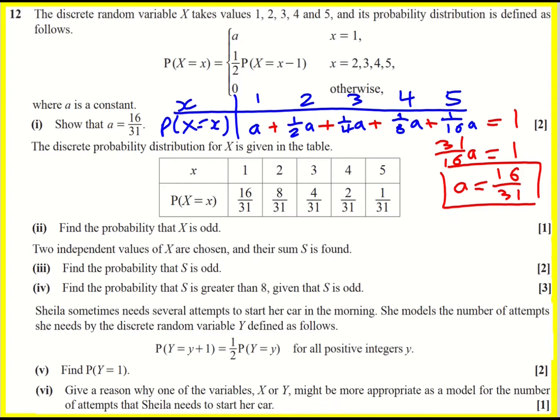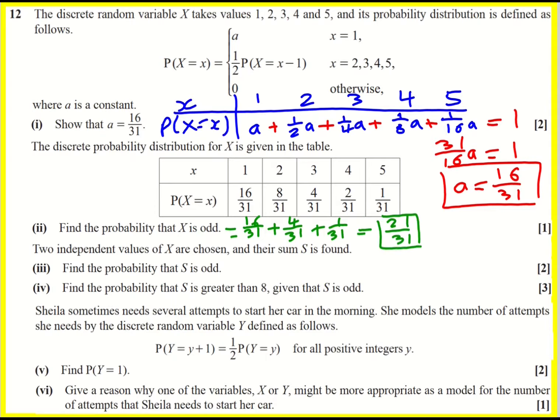We've got it halving every time, and we're asked to find the probability that x is odd. And that's going to be the probability that either x is 1, 3, or 5. So we can add these together. To be fair, it's only 1 mark, so you can just write your answer straight down, but here's my work in. I'm going to get 21 over 31.